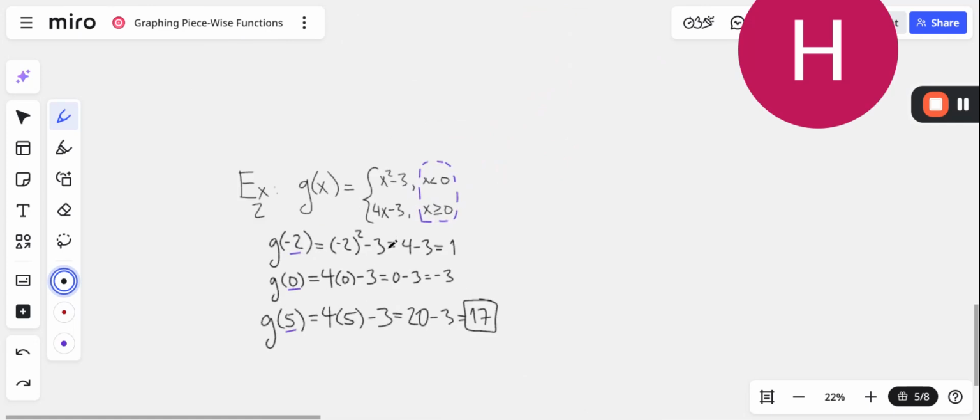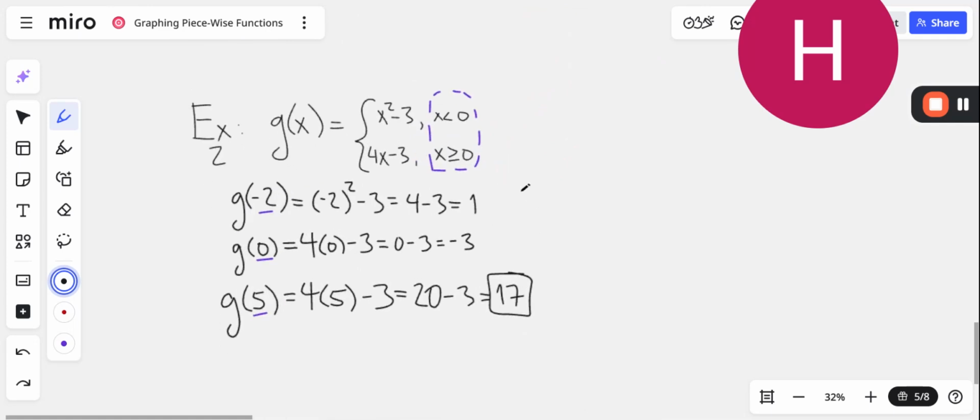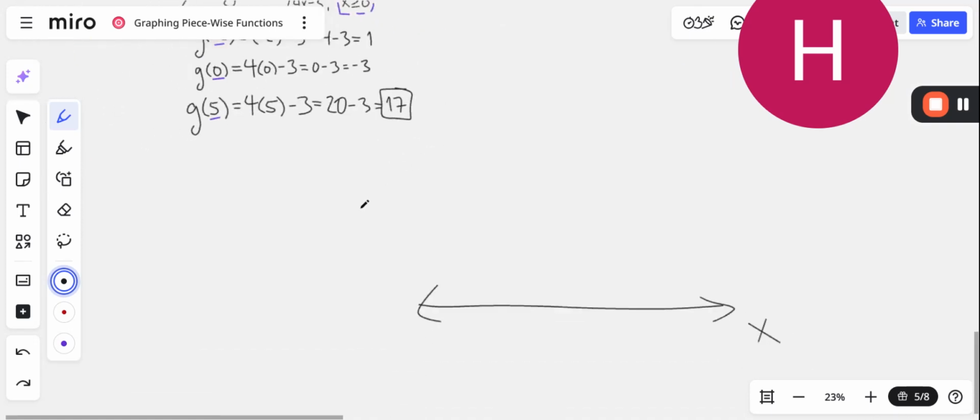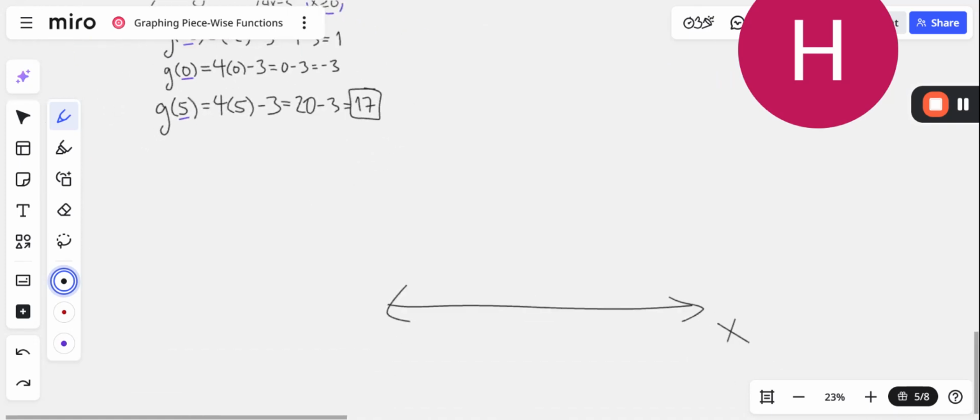Example 2. This is example 2 from yesterday. Now we have a similar domain restriction here. This is the potential breaking point. So on my number line, I'm going to have 0. And then I'm going to draw my vertical breaking, my sort of line of, what should we call it? It's not a line of reflection, really.